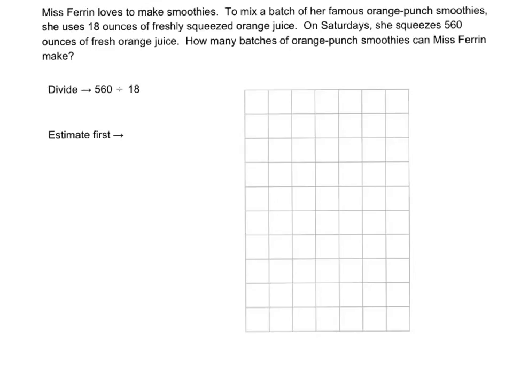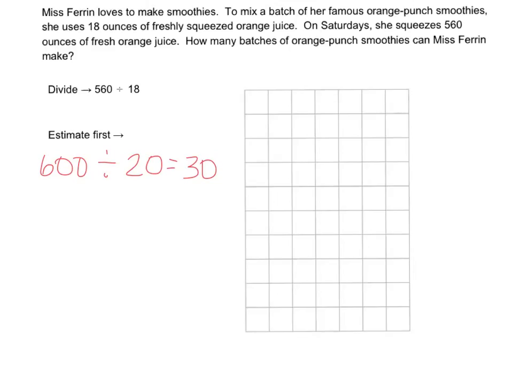I just want to see what's going to be close, so I can check with my real quotient and see if I'm even close to being on the right track. I'm looking at 18. 18 would round very nicely up to 20. And 560 would work very nicely if I rounded that up to 600. And then that would give me an estimated quotient of 30. So that's kind of what I'm going for.